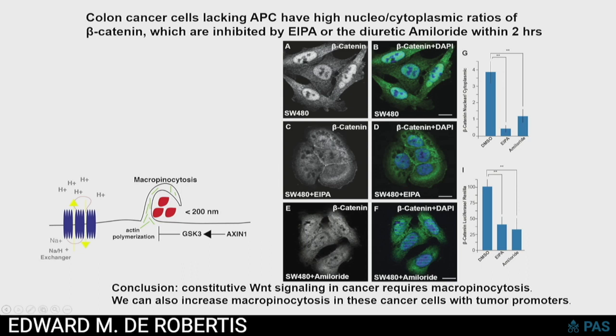We can also do the converse experiment, which is to increase macropinocytosis. Macropinocytosis can be increased, as you know, with what are called tumor promoters.